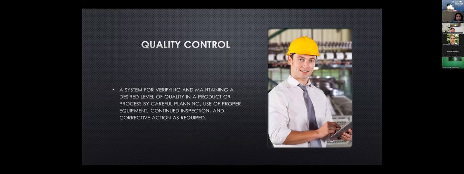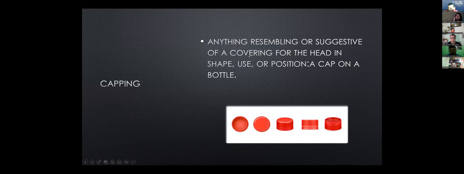Quality control: a system for verifying and maintaining a desired level of quality in a product or process by careful planning, use of proper equipment, continual inspection, and corrective action as required. Filter: a synonym is to remove. And capping, do you remember? You were asking for this word, capping. Capping is anything resembling or suggestive of a covering for the head in shape, use or position, a cap on a bottle. So here we have the capping.